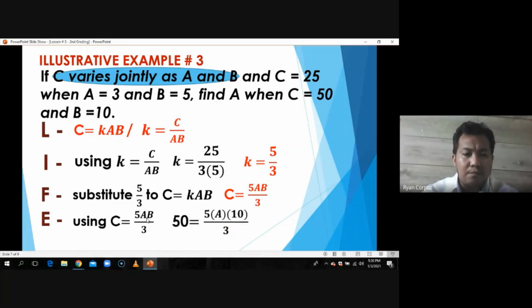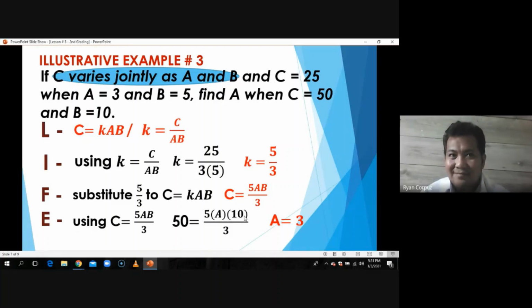Let's substitute, so it becomes like this. That would be 50 is equal to 5 times A times 10 all over 3. So when we solve that, let's cross-multiply. First, 50 times 3 is 150. 5 times 10 is 50. So it becomes 50A. So 50A is equal to 150. Since we are looking for A, we have to divide both sides of the equation by 50. So 150 divided by 50 is equal to 3. So the value of A is 3. So that's how we answer example number 3 on a problem involving joint variation.